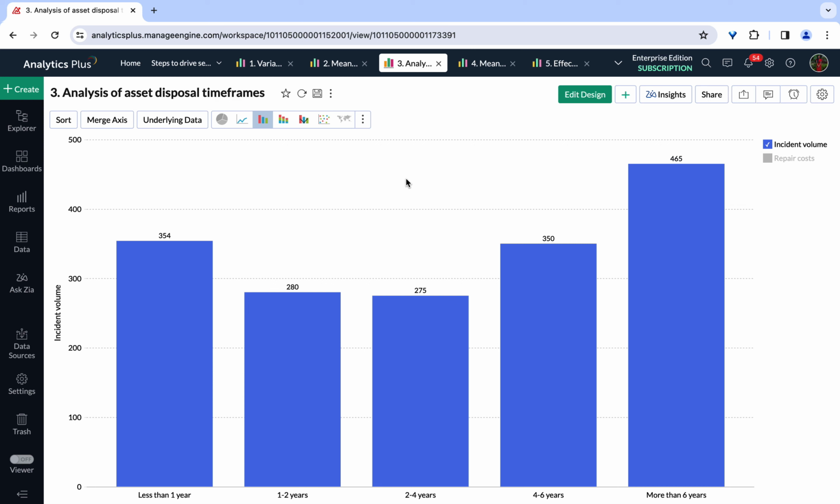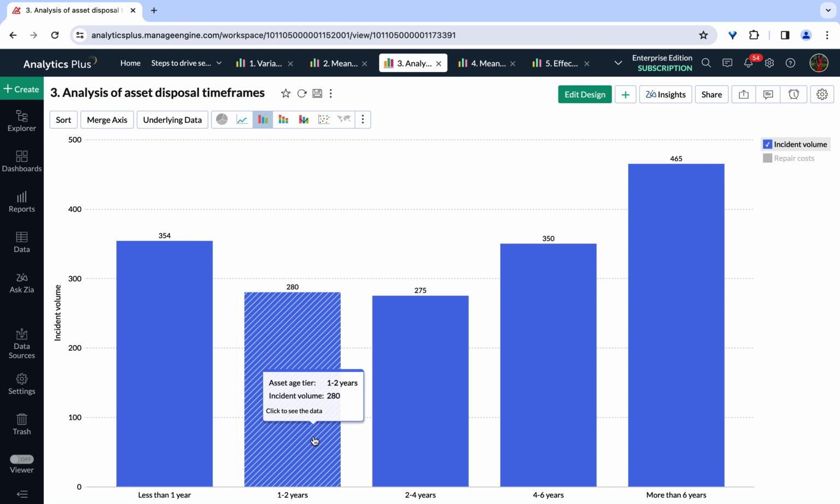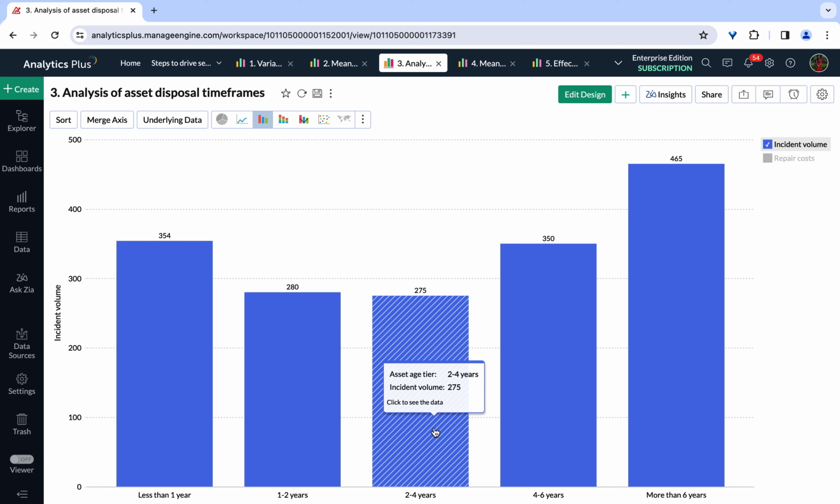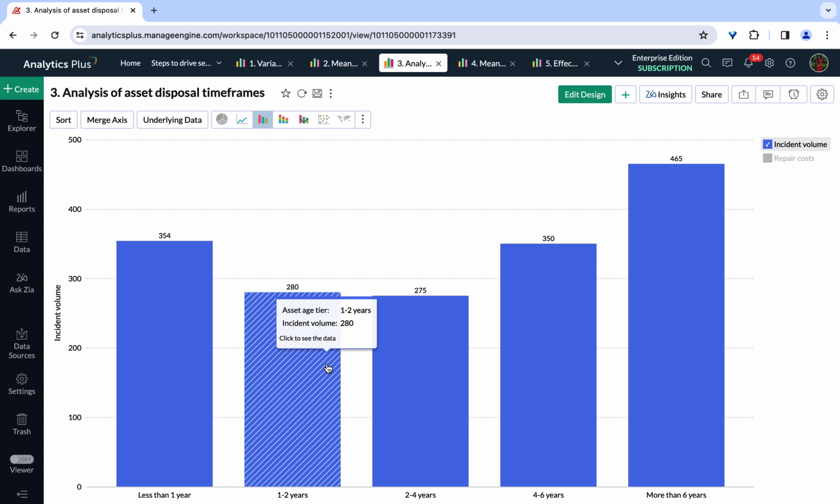So let's get this out of the way first. This analysis categorizes your organization's assets by their age tier and calculates the corresponding volume of incidents originating from each tier. This line of analysis helps IT managers understand the impact an asset's age has on the organization's daily operations and narrow down on the windows for replacements.